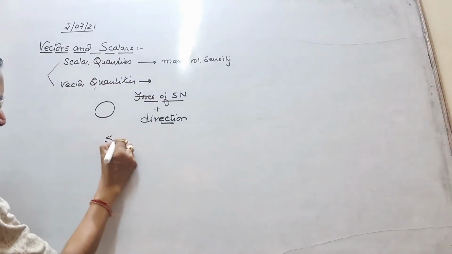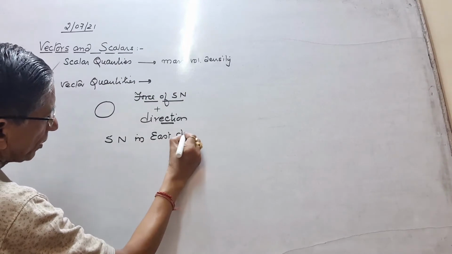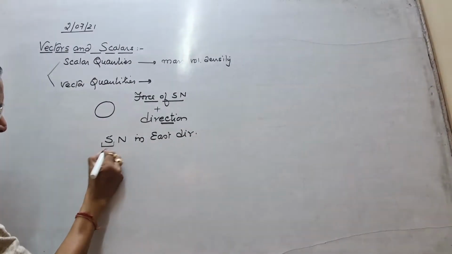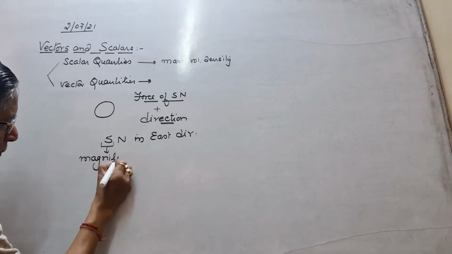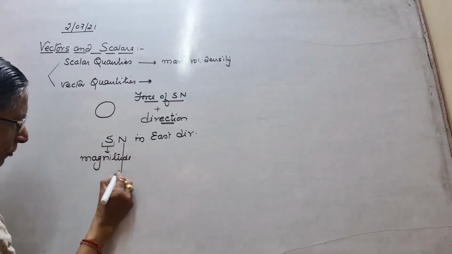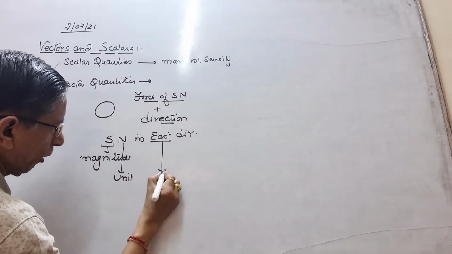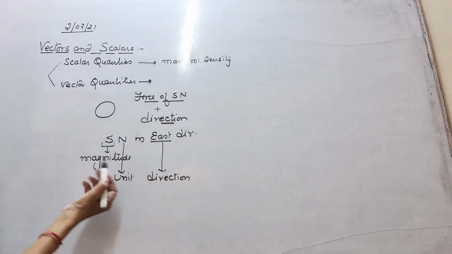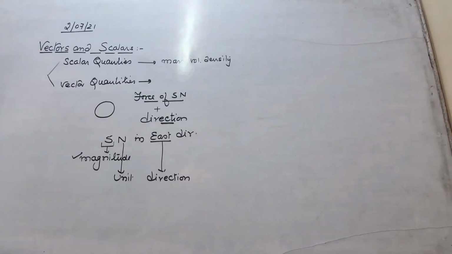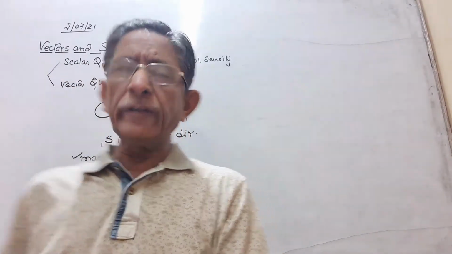I say to you 5 Newton in east direction. So remember that this is magnitude, this is unit, and this one is your direction. So such physical quantities which have magnitude as well as direction are called vector quantities.